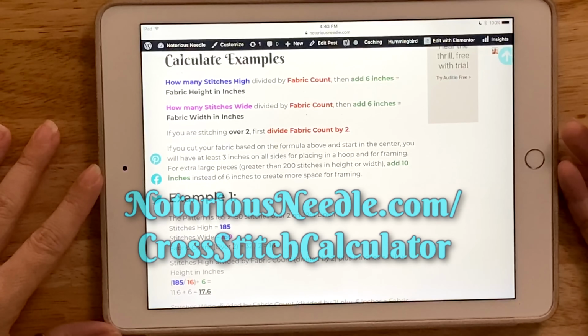That's notoriousneedle.com/cross stitch calculator. I hope that makes it super easy for you to calculate how much fabric you need for your next cross stitch project.